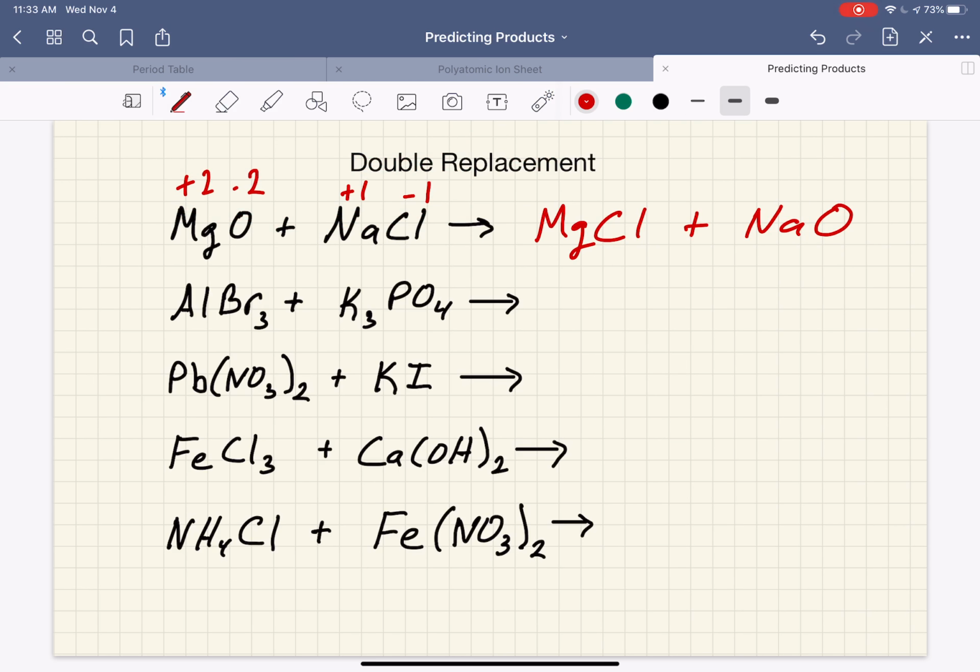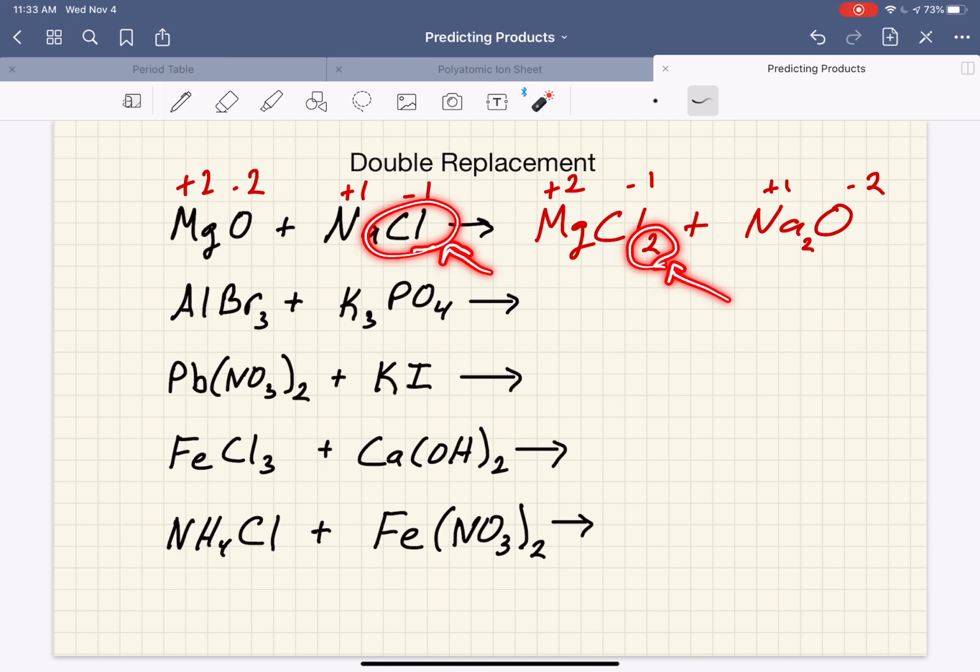So if we carry those charges over, magnesium is still positive 2, chlorine is still negative 1, sodium positive 1, and oxygen minus 2. Now we've been doing this work with the other one, so it should be pretty simple at this point. Magnesium chloride is MgCl2, and sodium oxide is Na2O. And for the final time, chlorine here starts with only 1 on the reactant side. It ends with 2 on the product side.